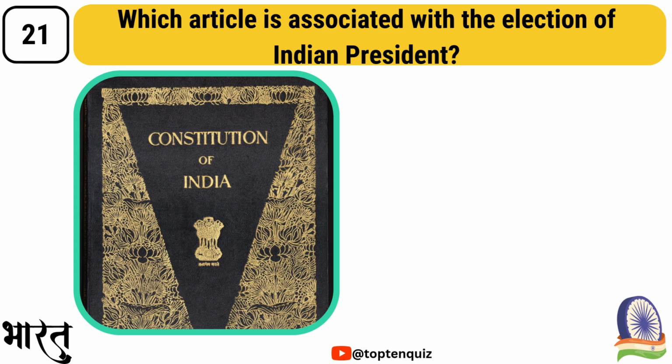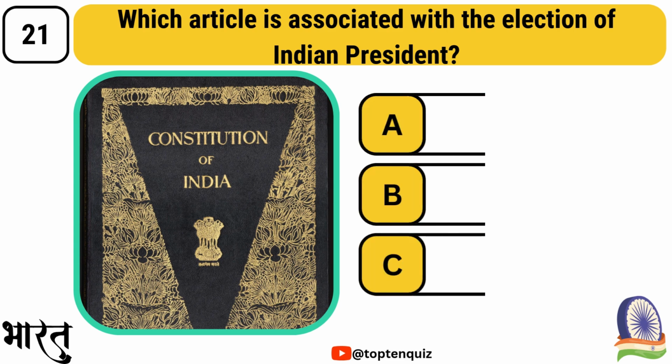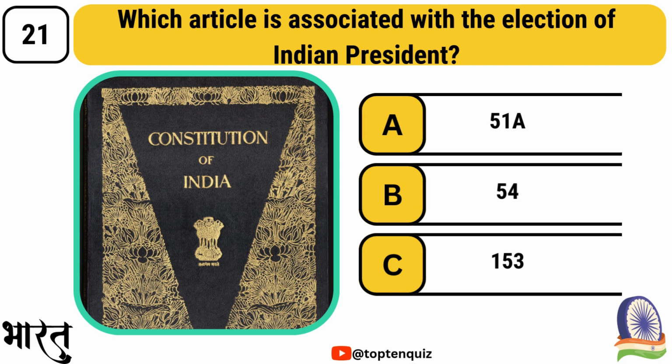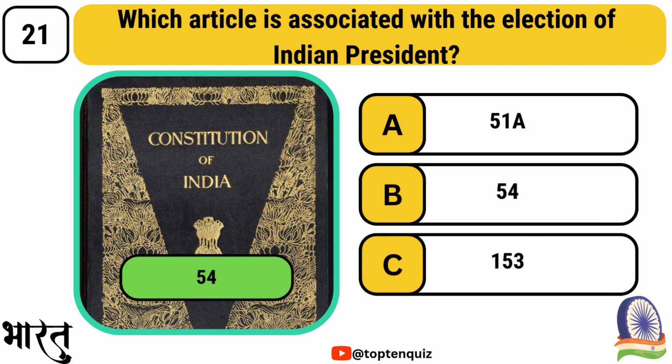Which article is associated with the election of the Indian President? Option A 51A, B 54, C 153. The answer is 54.